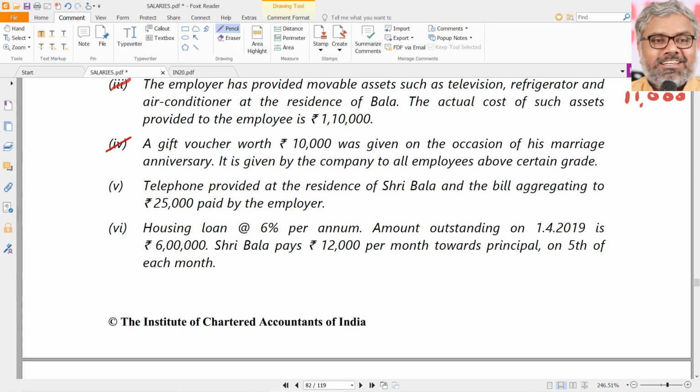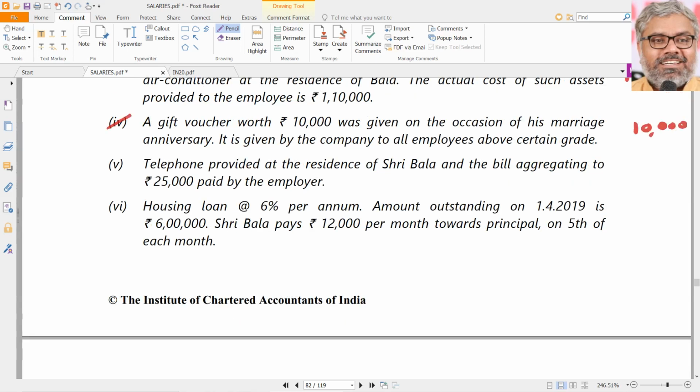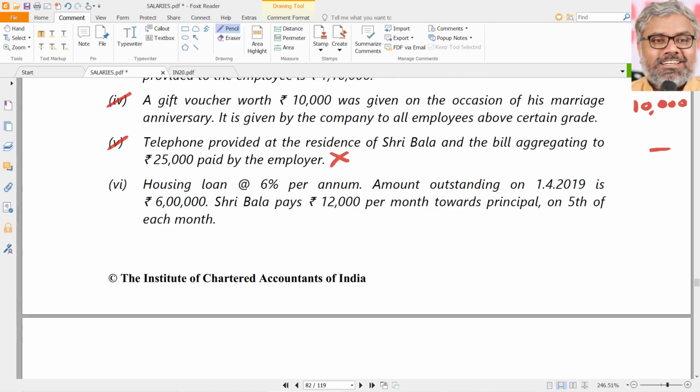Same. Next point. A gift voucher worth 10,000 has been given on the occasion of his marriage anniversary, and this is given by the company to all employees above a certain grade. We don't care. For a gift above 5,000 rupees, again we are taking a stricter interpretation, fully taxable, that is 10,000 rupees is taxable. Telephone provided at the residence of Bala, bill aggregating to 25,000 rupees paid by the employer, not taxable. Telephone, mobile, computer, laptop, not taxable.